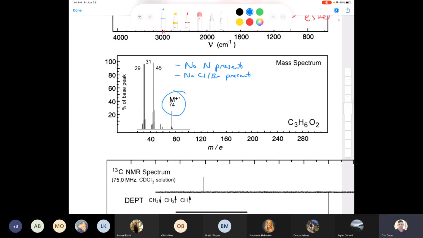I see some fragments here. I see a fragment at 45. I see another fragment at 31, another one at 29. Does anybody remember the fragment at 29? This is a fragment that came up quite a bit in class. Does anybody remember what a fragment at 29 might be? Remember, we looked at masses like 15 and 29 and 43.